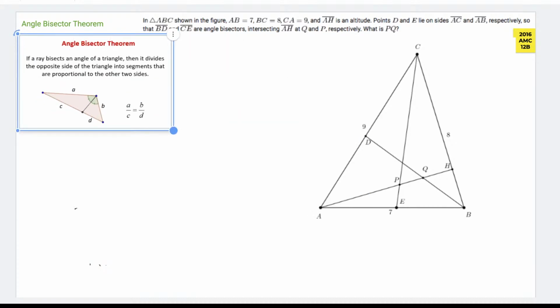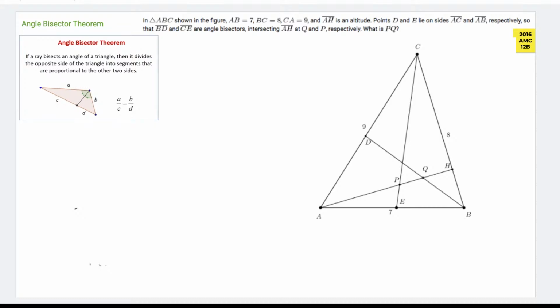So now let's try this challenging problem using this theorem. It says in triangle ABC, as shown in the figure, we have AB is 7, BC is 8, and CA is 9. AH is an altitude, and an altitude means that these angles are 90 degrees. Points D and E lie on sides AC and AB respectively, so that BD and CE are angle bisectors. This bisects this angle, these two are the same, and it also bisects this angle, intersecting AH at Q and P. Now it's asking us to find PQ.